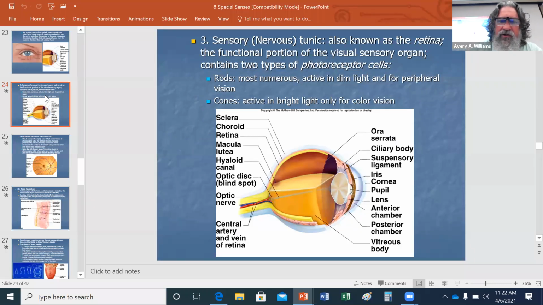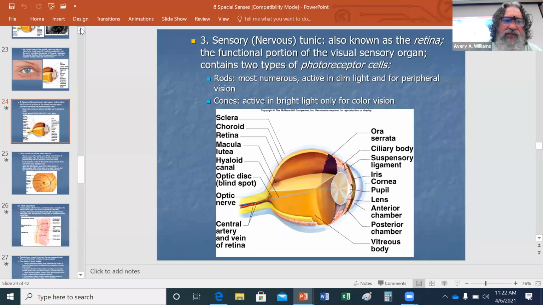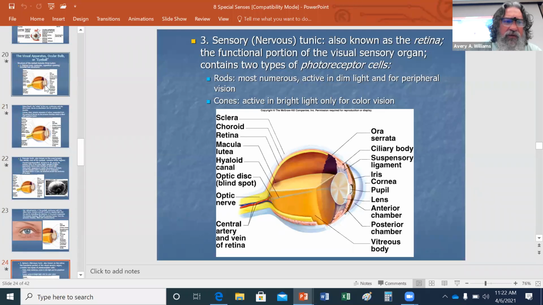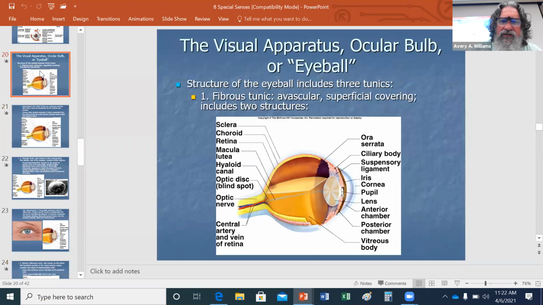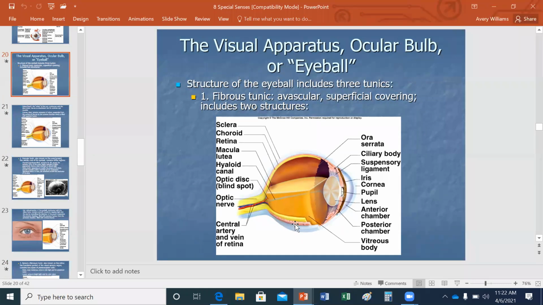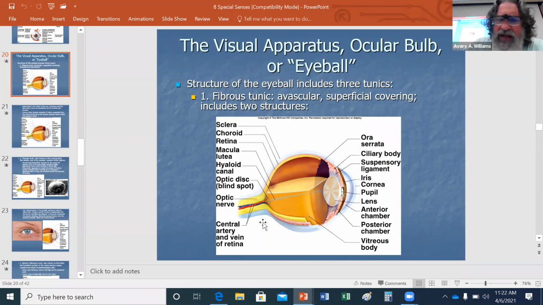Well, let's see. Where did I talk about it? I think maybe right here. Yeah. Remember, if you look at this diagram, you see how it's got 3 tissue layers right there. You see the white one, and then that kind of veiny, kind of pink one, and then the inner yellow one. Well, the outer layer is called the fibrous tunic. It's very fibrous, and it's white.